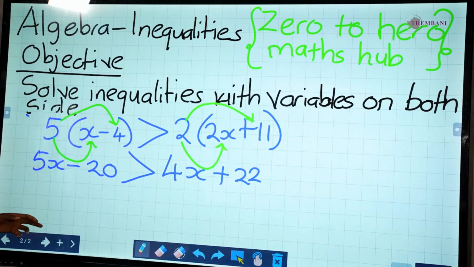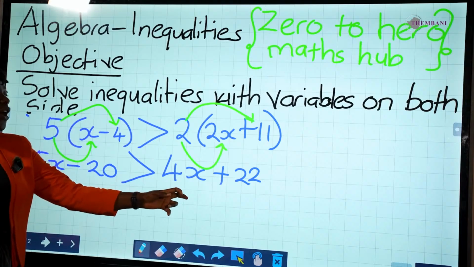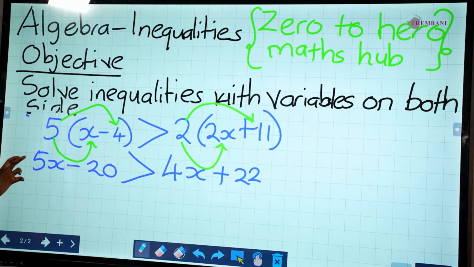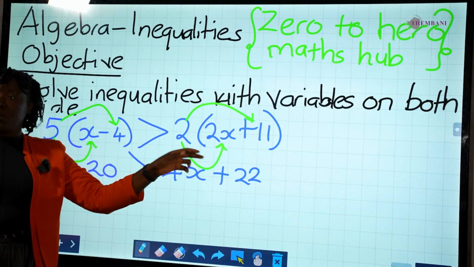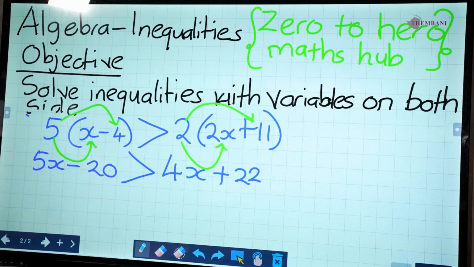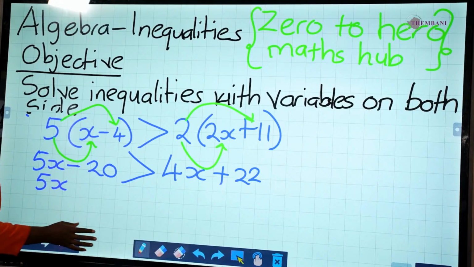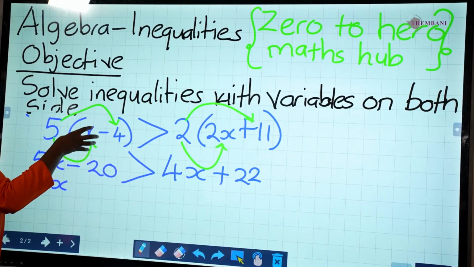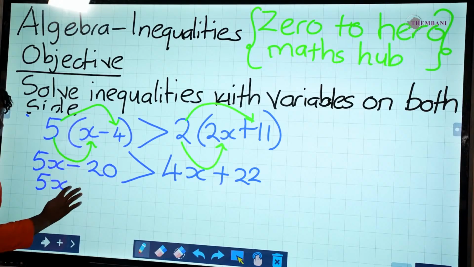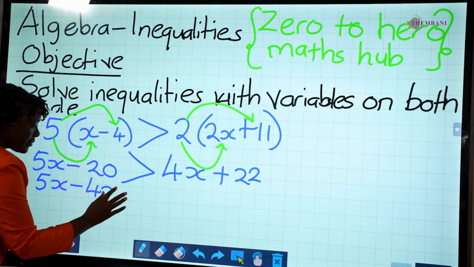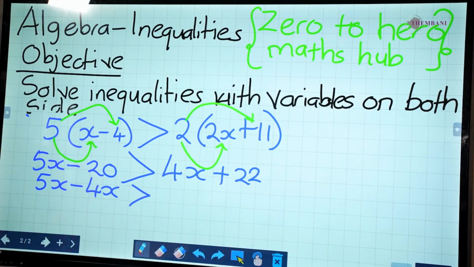From there, we do what we have managed to do just now, where we are grouping like and unlike terms. But in this case, I'm going to do it at the same time, where I'm going to move this 4x to come this side and also move this negative 20 to go to that side. What am I saying? I am saying that I have my 5x, and this 4x crosses the inequality sign. It becomes a negative 4x. Then I put my inequality sign.